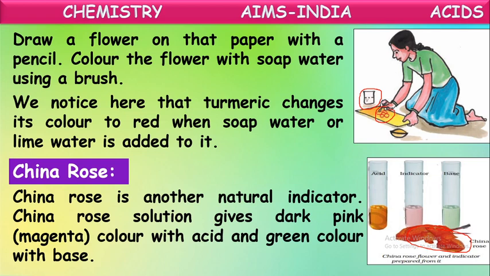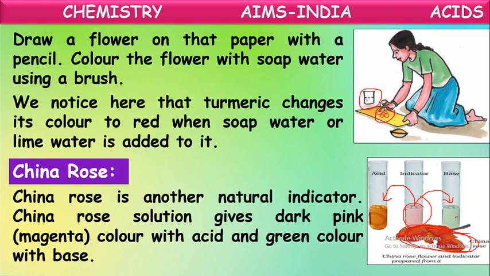Generally, china rose extract or solution is light pink in color. When this is added to an acid, it turns dark pink or magenta. And when it is added to a base, its color changes to light green. In this way, china rose also can be used as an indicator. It is extracted from china rose flowers, hence it can be called a natural indicator. So china rose gives magenta or dark pink color with acids and a light green color with bases.